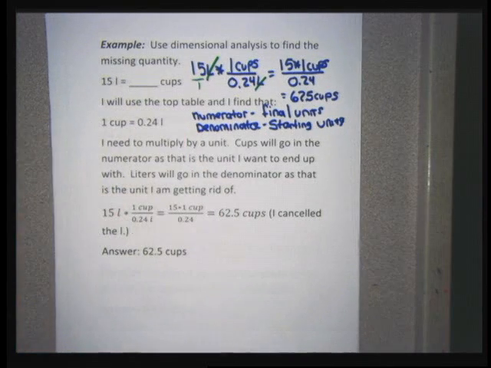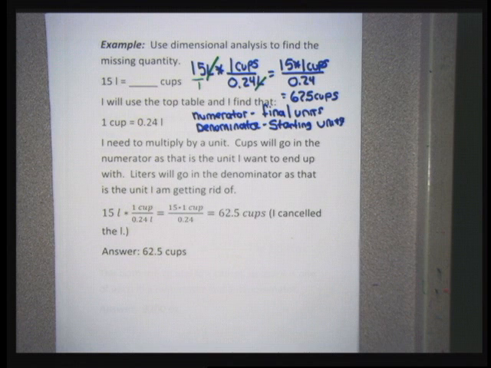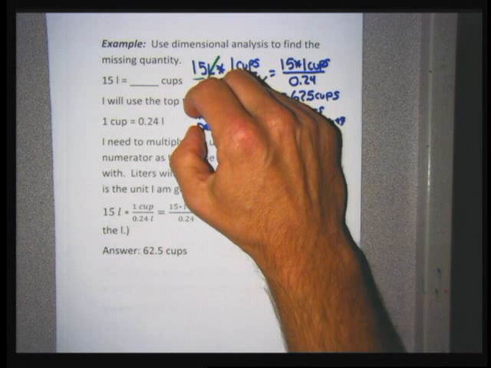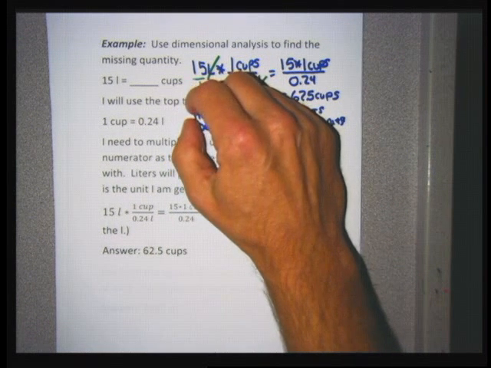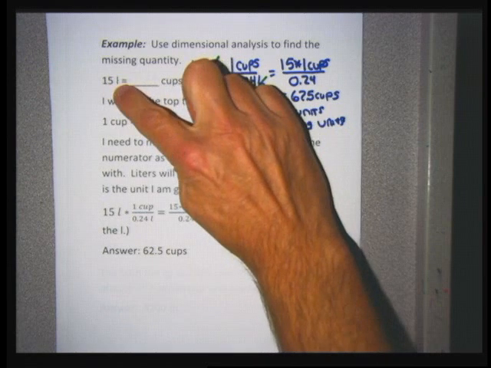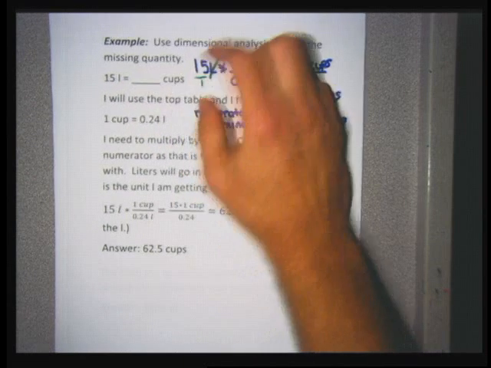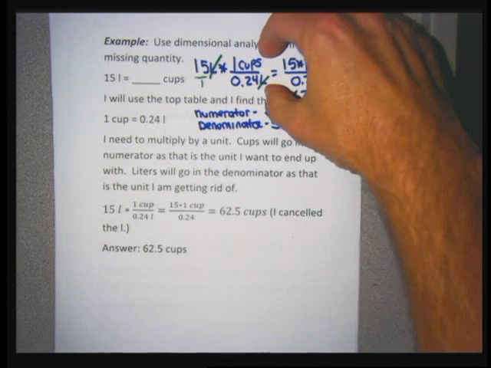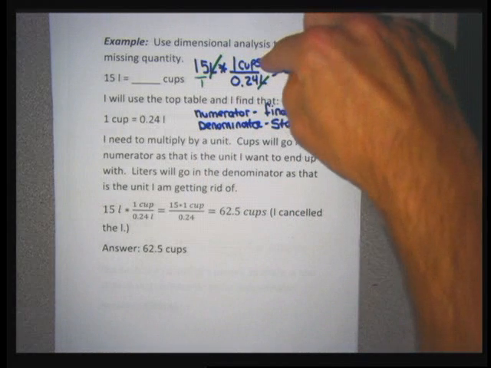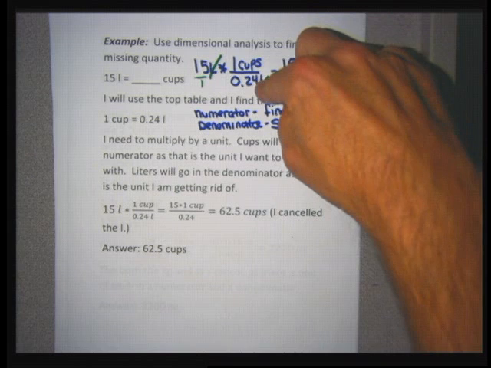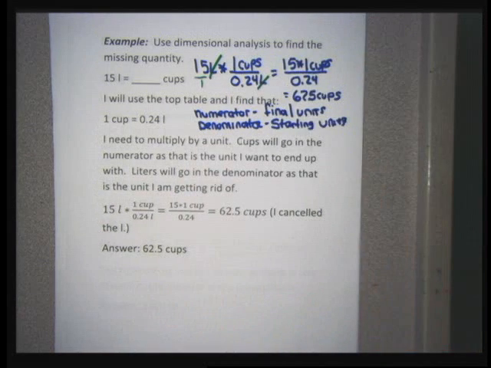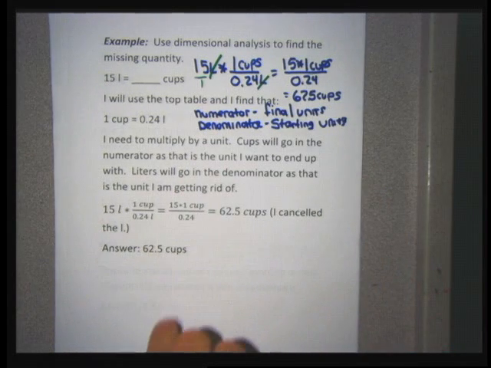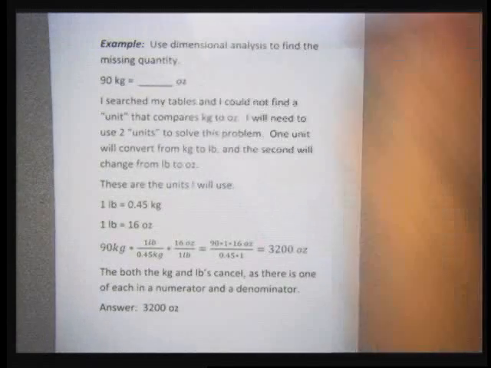So the key to this section, if I'm not converting from one metric unit to another metric unit by moving the decimal, I am going to hopefully find one equivalence that relates the starting unit and the ending unit. I'm going to multiply by a fraction. In the numerator, it's going to be the units I want to end up with. In the denominator, it's going to be the units that I'm getting rid of. And then I'll just do the math. Sometimes I'll multiply, sometimes I'll have to divide.